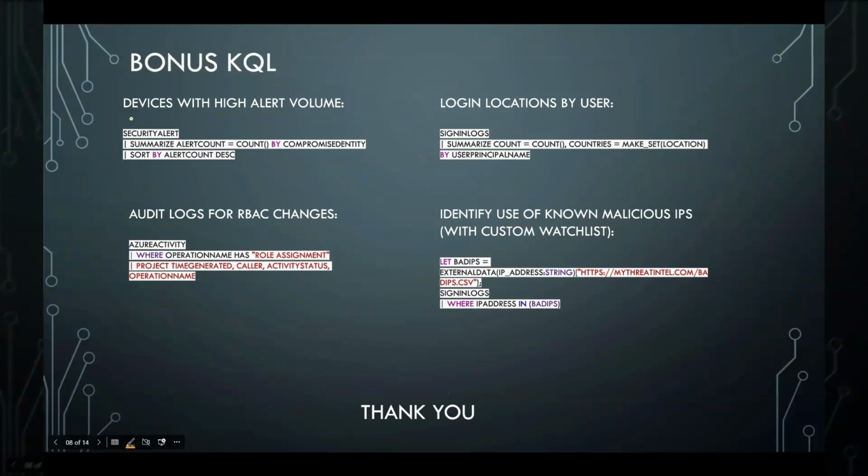All right, so we have more queries here. Device with high alert volume. So we can use the security alert table and summarize alert count by compromised entity. So if any entity like user or device is compromised, we can check with this, and also sort by alert count descending. So it is going to show the high number first and then the lowest number last.